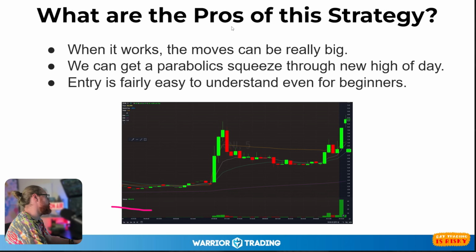So the pros of this strategy are fairly straightforward. When it works, the moves can be really big, as we saw here from $5.50 all the way up to $9 a share. That's a fantastic move. We can possibly get parabolic squeezes through new high of day when this works really well. And the entry is fairly easy to understand, even for beginners, which makes this a really appealing strategy. However, there's also some cons.